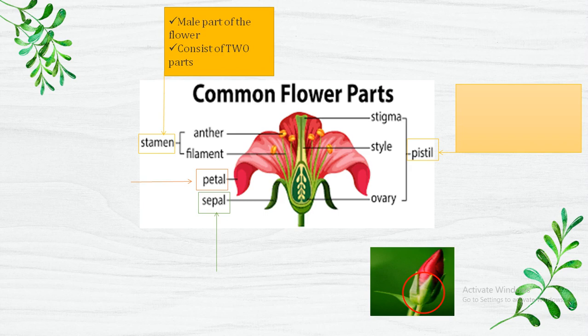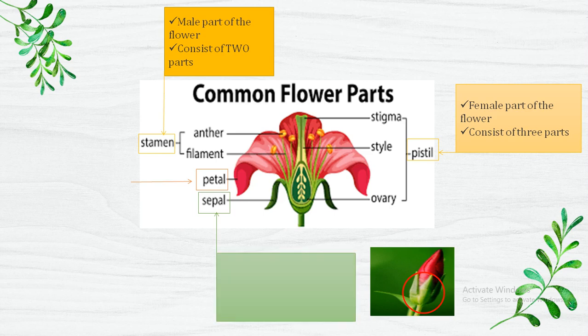Next part is the pistil, which is the female part of the flower. Why is this the female part? Because it produces a female cell, that is the ovule, right? It has three parts, which are stigma, style and ovary, right? So we'll discuss their functions in the next slides.